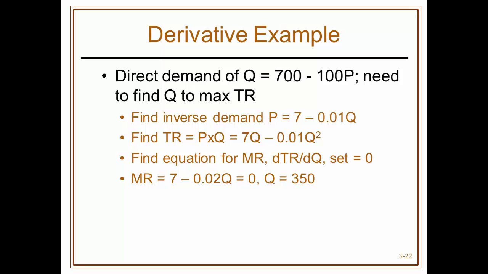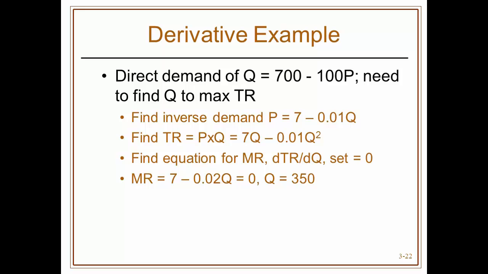So I need to find the derivative of that, and that will give me marginal revenue. So 7Q, the derivative of that term just becomes 7, because it's 7Q to the first. 1 times 7 times Q to the 0 just becomes 7. That 0.01 Q squared term, the derivative of that, the 2 comes out front and gets multiplied by the 0.01, so I get negative 0.02 Q to the first, or just negative 0.02 Q. The equation of marginal revenue by itself would be marginal revenue equals 7 minus 0.02 Q.